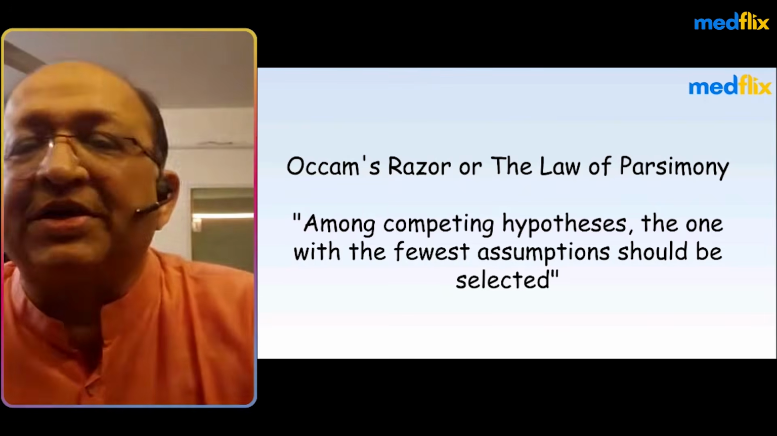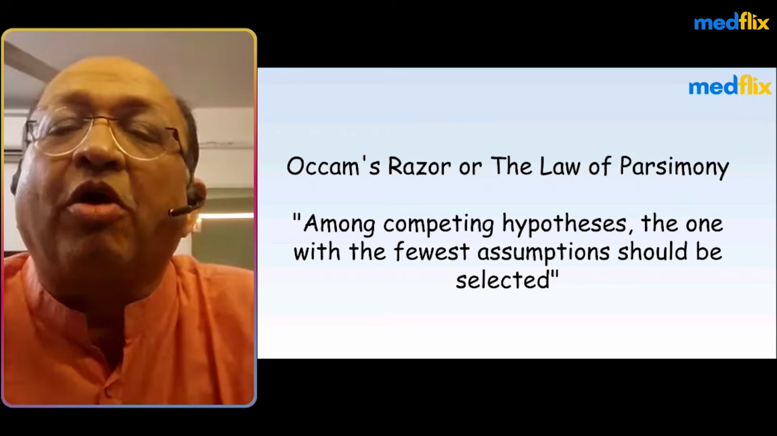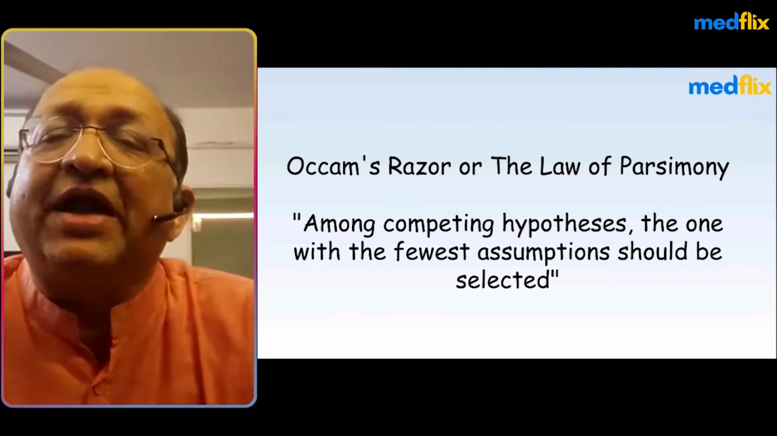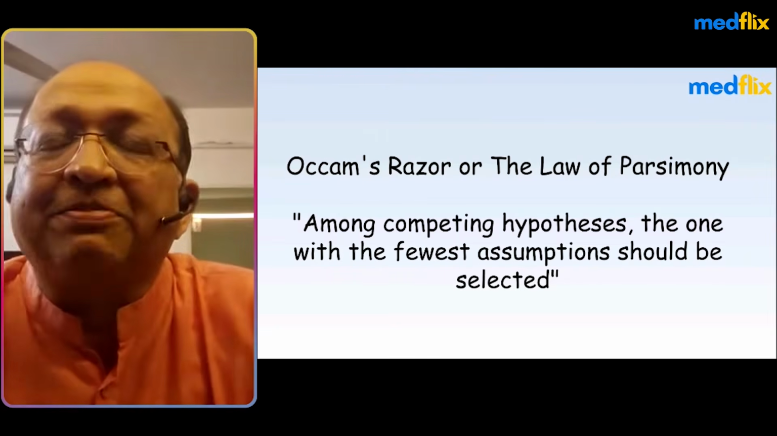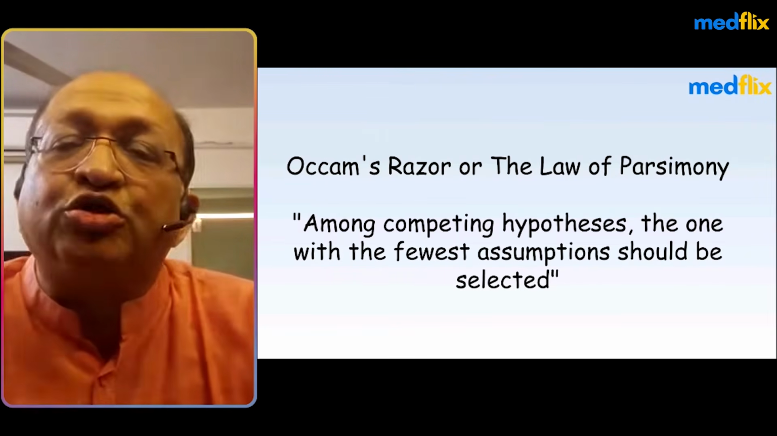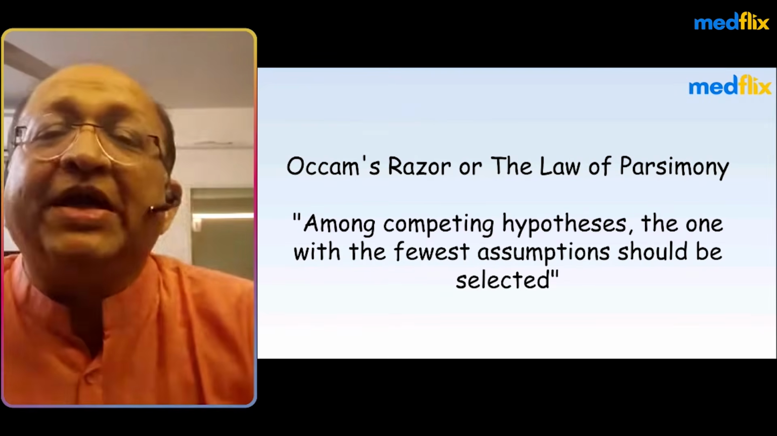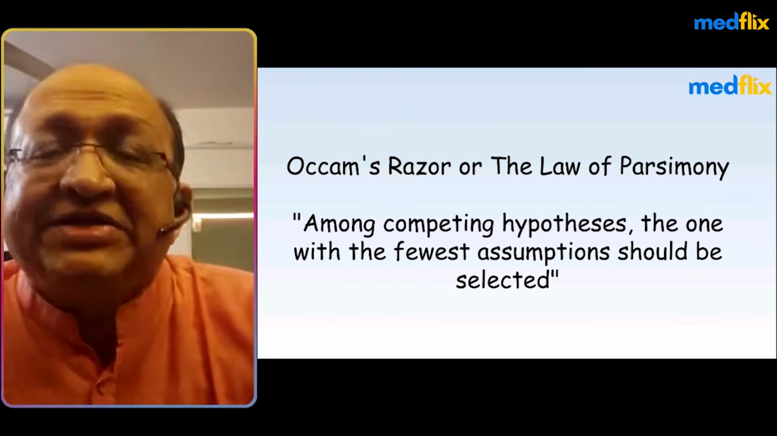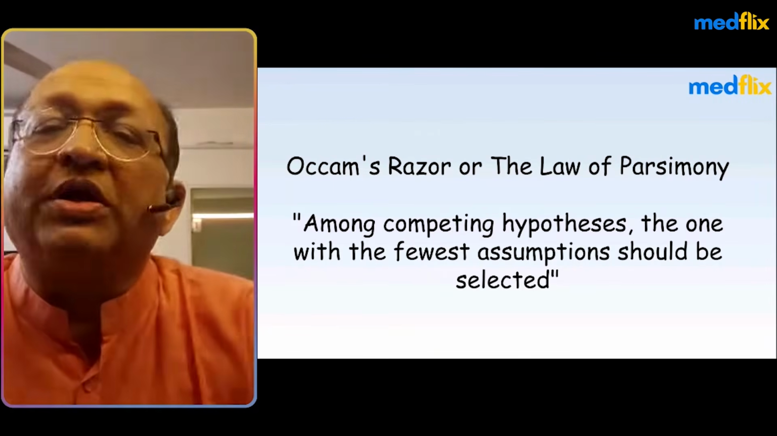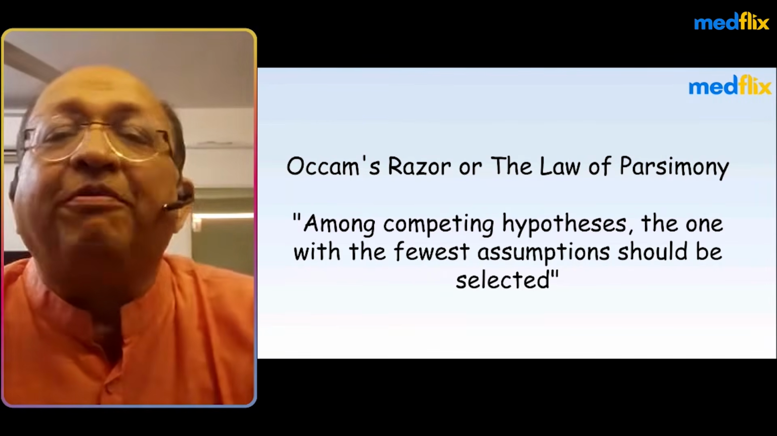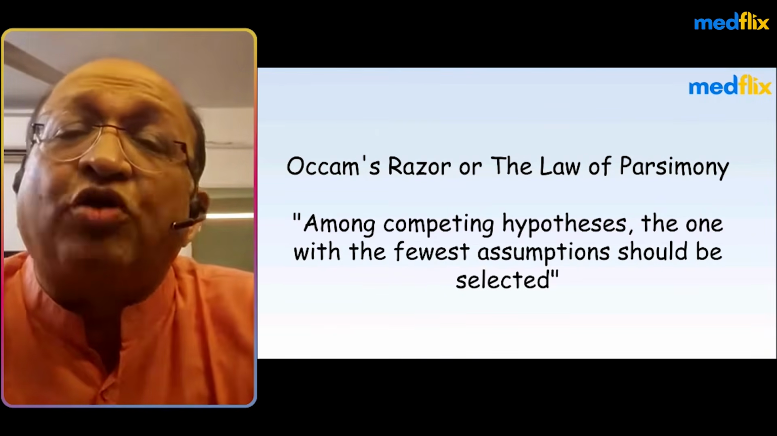What is Occam's razor? We will not go into the history of Mr. Occam, but Occam's razor says that you have to use parsimony in your diagnosis. Parsimony means miserliness. You have to be miserly. How do you become miserly? You try to explain each and every symptom by one etiology. So don't think of multiple etiologies for multiple symptoms. Now that is called Occam's razor.